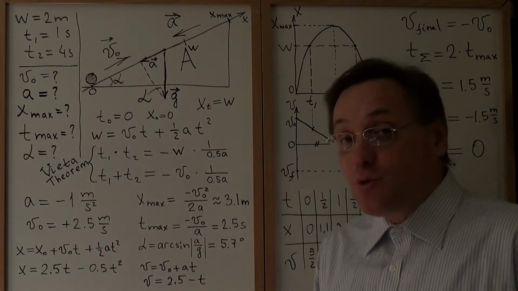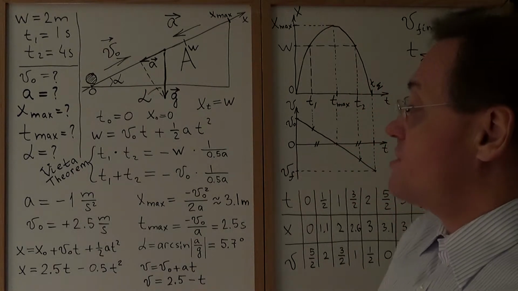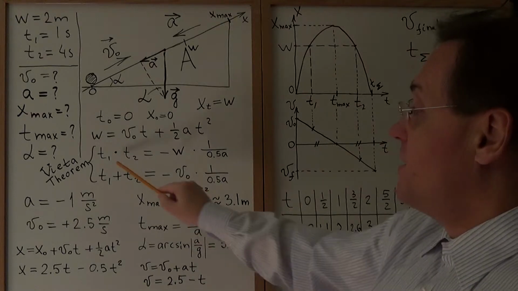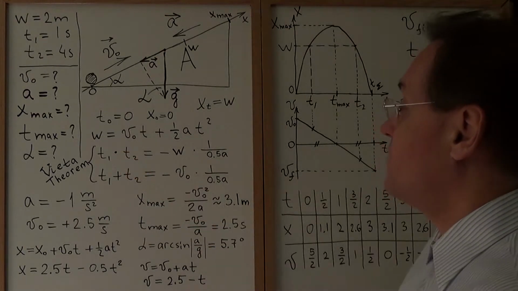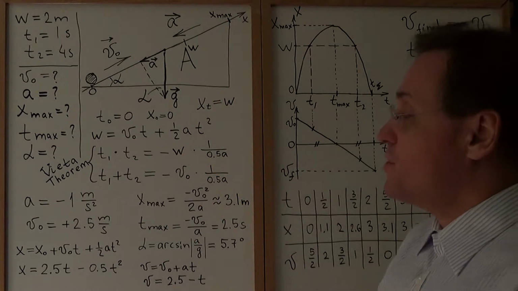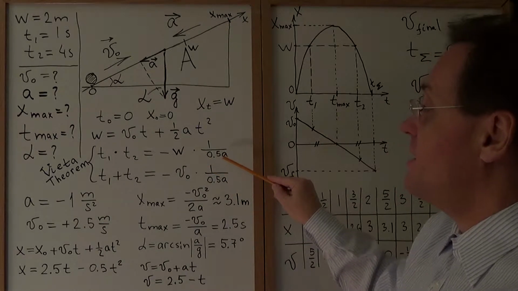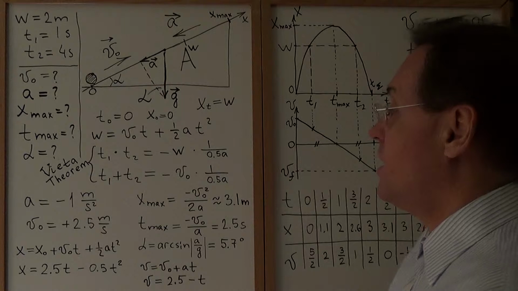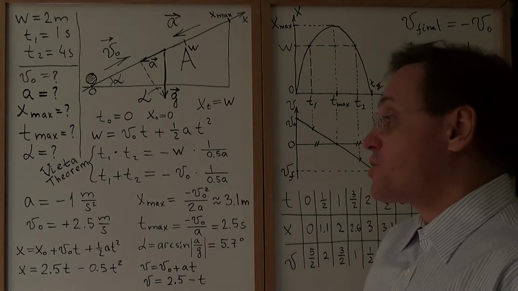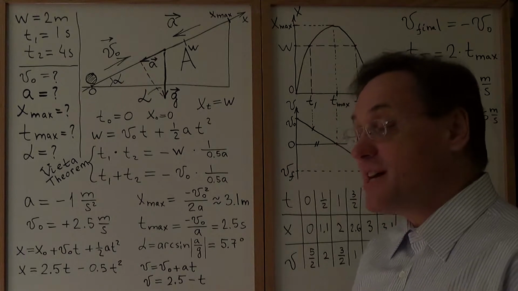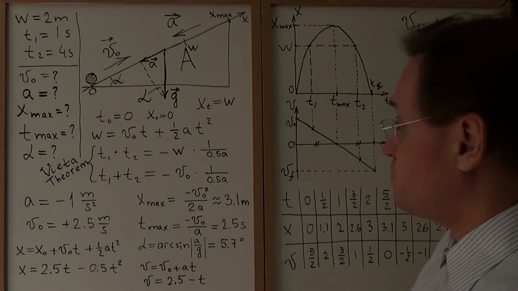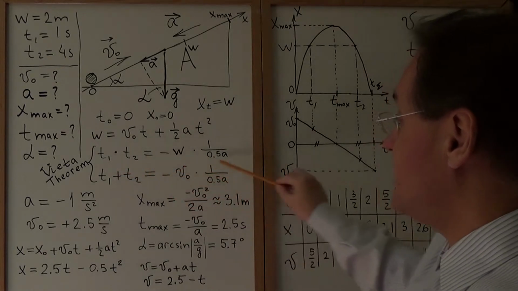So what we can do here is use Vieta's theorem, which says that the product of the roots is the constant coefficient divided by the leading coefficient, and the sum of the roots is the opposite of the second coefficient divided by the leading coefficient. So let's write it down.